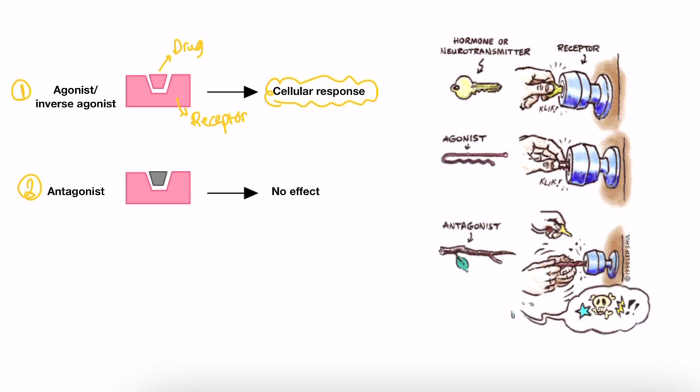While the antagonist fits the binding site well and binds to the receptor, but unfortunately fails to produce any response. So there will be no effect. It just sits there and blocks the endogenous molecule from binding to its receptor.